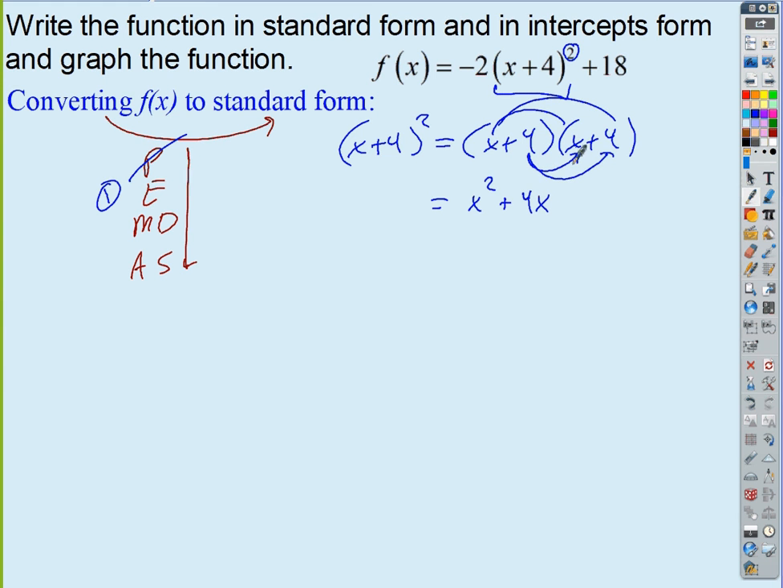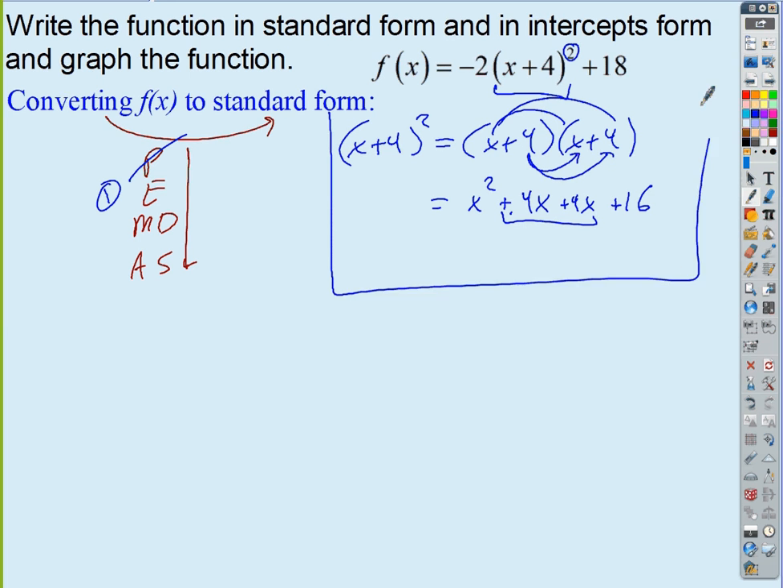So 4 times x is another 4x. 4 times 4 is 16. And then when I add up those like terms, what's 4x plus 4x? 8x. So, okay, this part right here, I'm going to put in a box. We did that work, and we found that x plus 4 squared equaled x squared plus 8x plus 16.